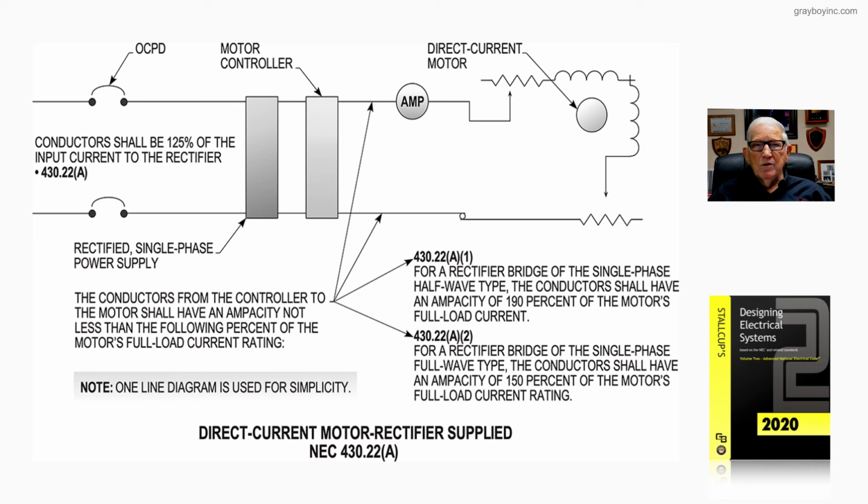430.22(A). Now the user of the code must review 430.22 in its entirety based upon the type of motor that is present. So that's what we're pointing out at this point of presentation, looking at figure 18-3 and the requirements of 430.22(A).